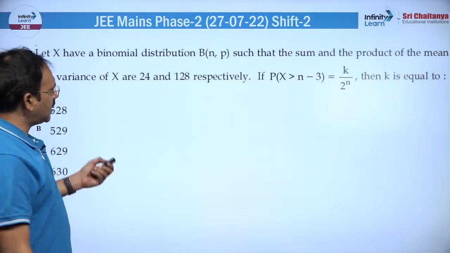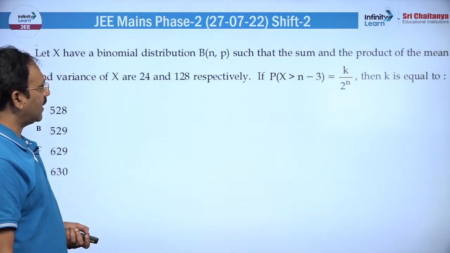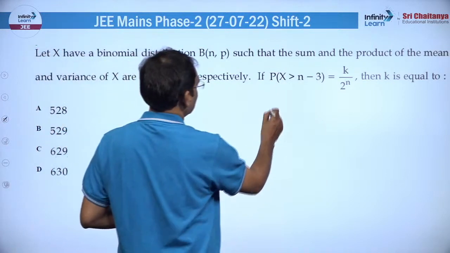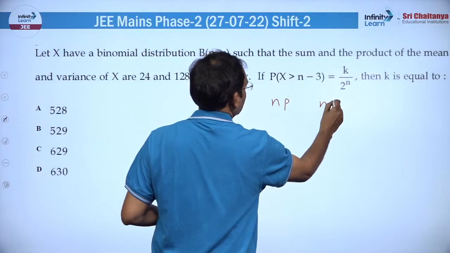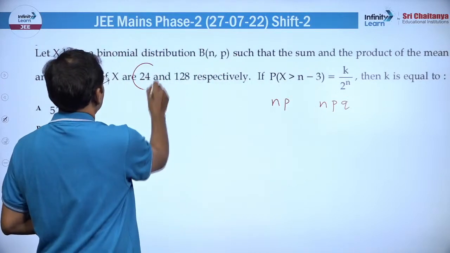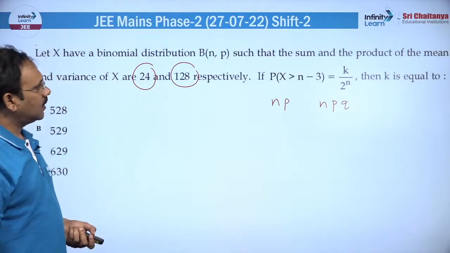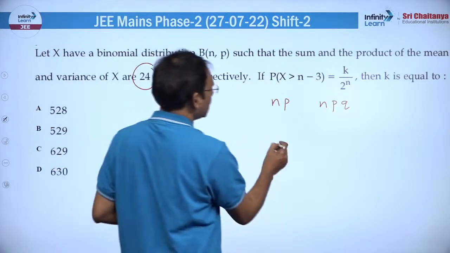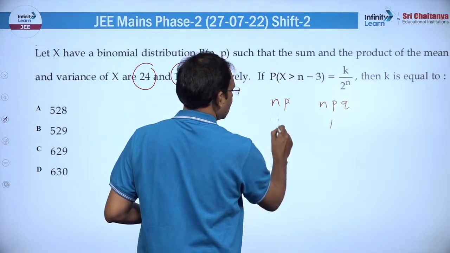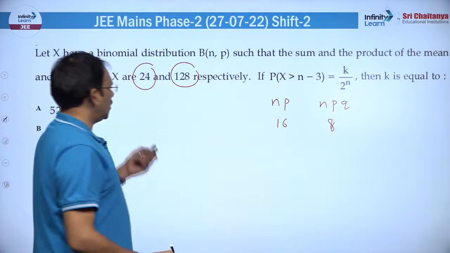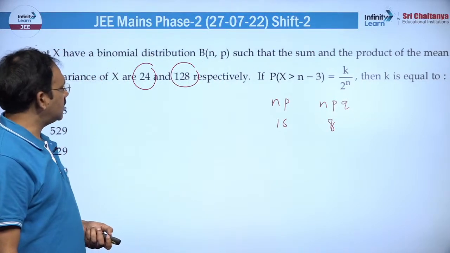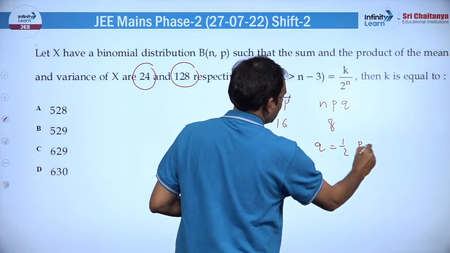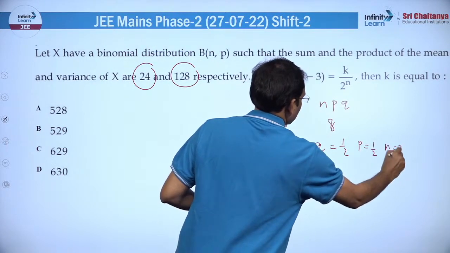Next, my dear friends, another kind of question is given. In a binomial distribution, the product of mean and variance, where mean is NP and variance is NPQ, is 128, and the sum is 24. That means 16 and 8; you see 16 into 8 is 128, 16 plus 8 is 24. So from this, you can say Q is 1 by 2, so P is also 1 by 2, so N is equal to 32.